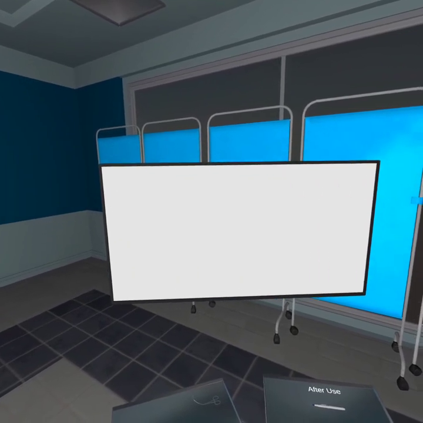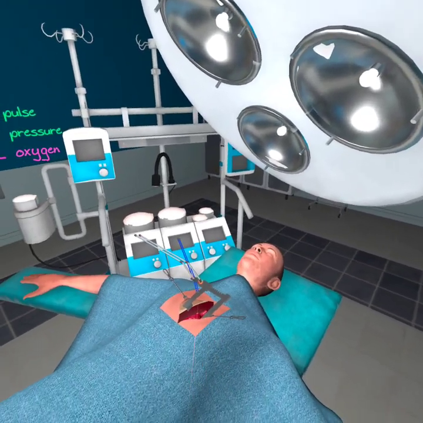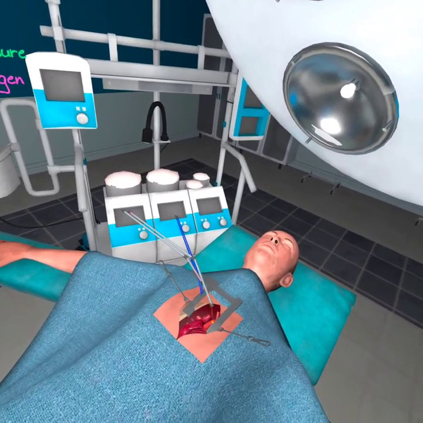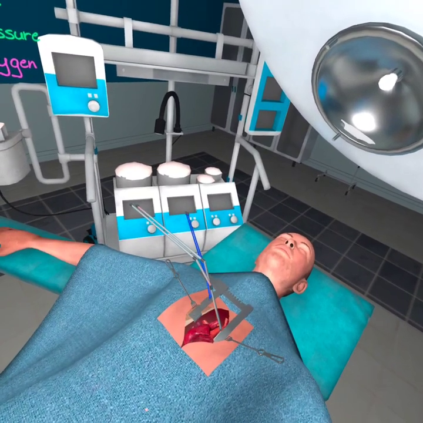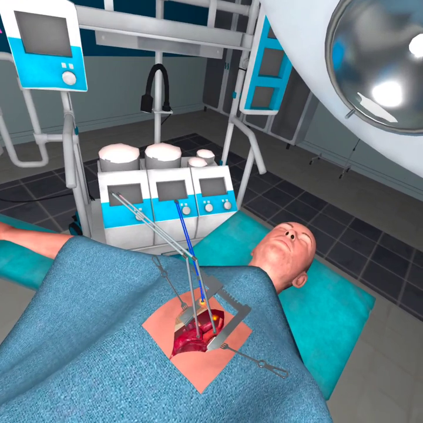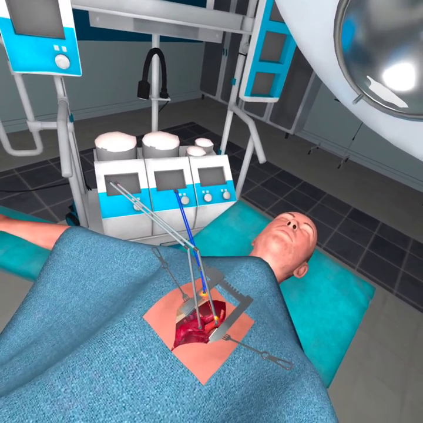Okay, grab the first tube. Place the tube into the aorta. Grab the second tube. 2 additional tubes are placed into the heart to preserve the heart's temperature.